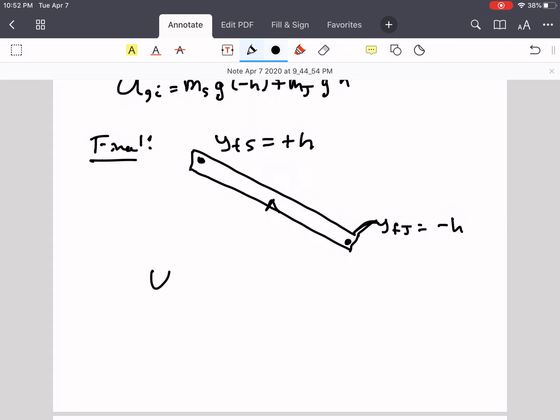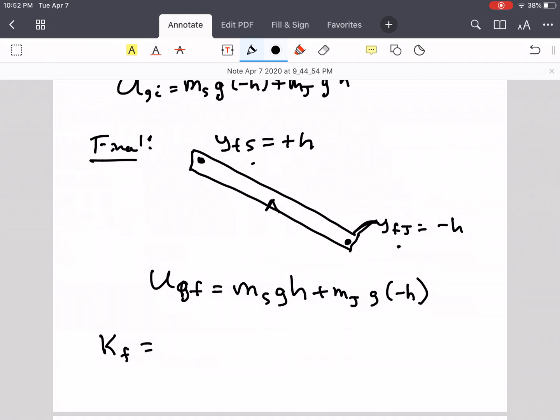So at the final end of the day, our final gravitational potential energy is mass of the student times gravity times positive h, plus mass of Juan times gravity times negative h. And now the final kinetic energy. So the final kinetic energy has 3 components. It has the speed of Juan, it has the speed of the student, and it has angular velocity.